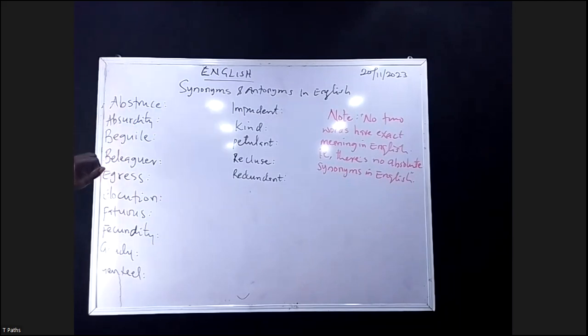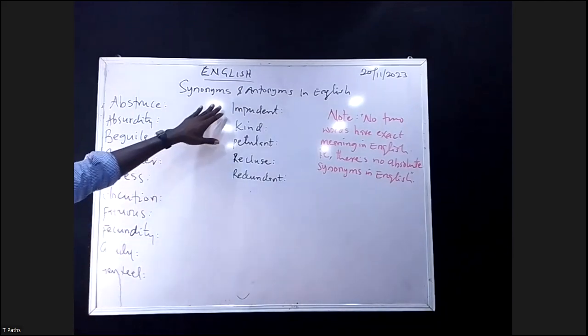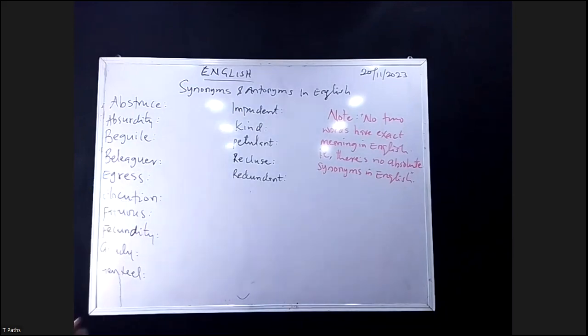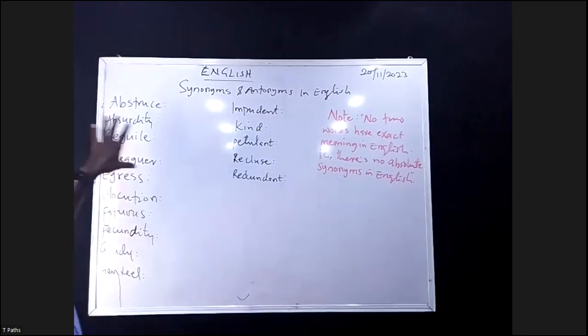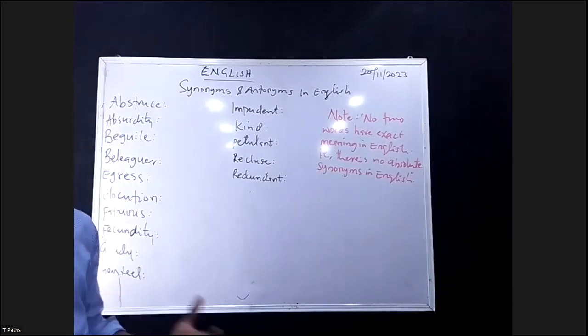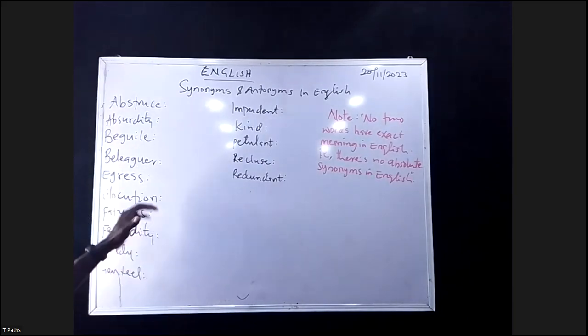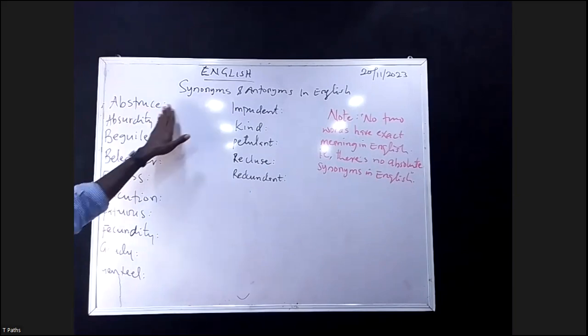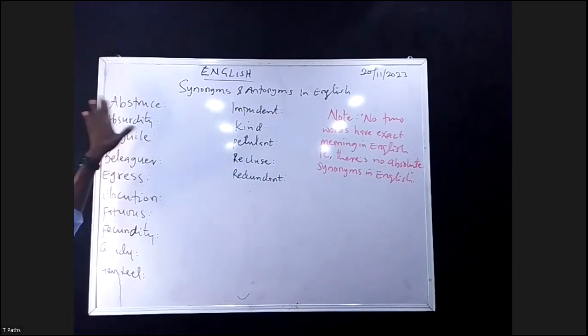abstruse, absurdity, beguile, beleaguer, egress, elocution, factious, fecundity, gaudy, genteel, impudent, kind, petulant, reckless, and redundant. These are not words used in everyday conversation, everyday interaction with your friends as you communicate. All right. So now, why did I write this? I want to let you know that these words have their meaning. Okay, they all have their meaning.